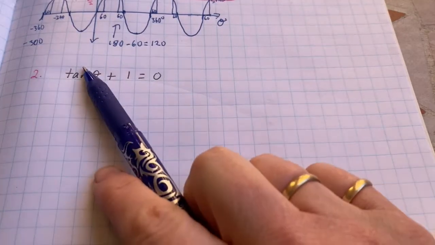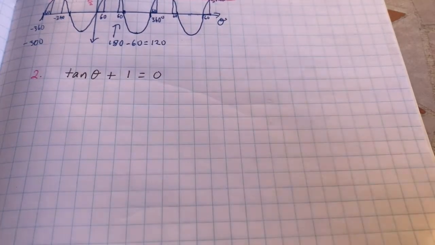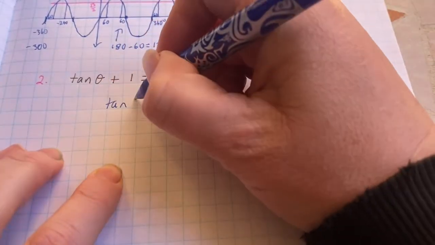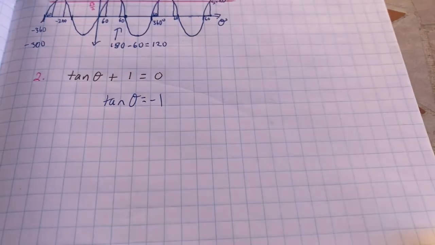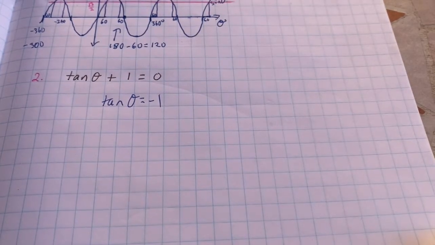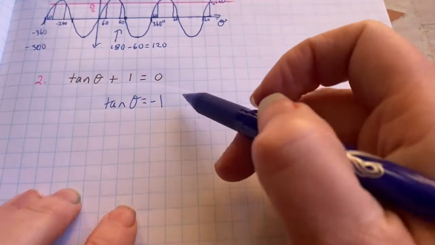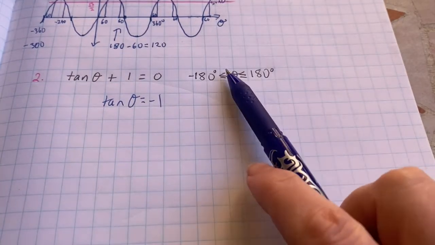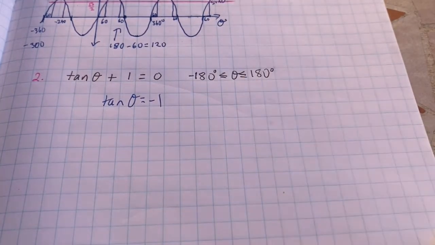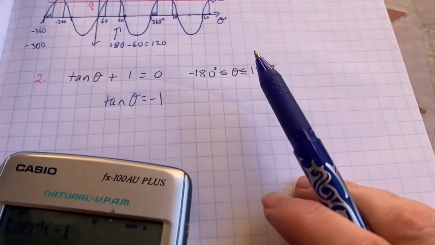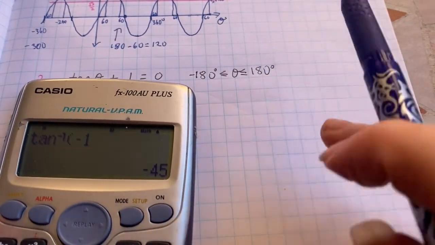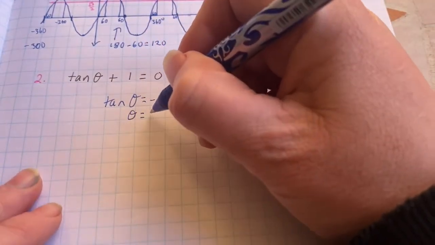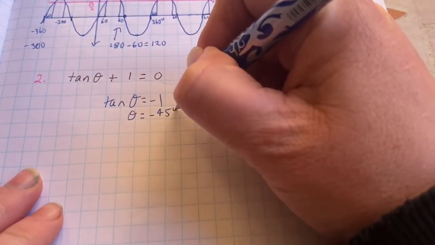So example 2 is tan theta plus 1 equals 0. So the first thing I'm going to do is minus 1 off each side. So tan theta equals negative 1. Now I can use my calculator if I want to find the first solution. Now I've just given us a domain to think about our solutions on. So if I put that into my calculator, it gives me a solution of negative 45 degrees. And that is our principal solution, negative 45 degrees.